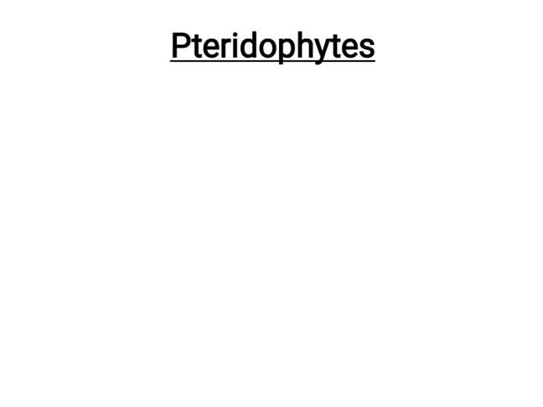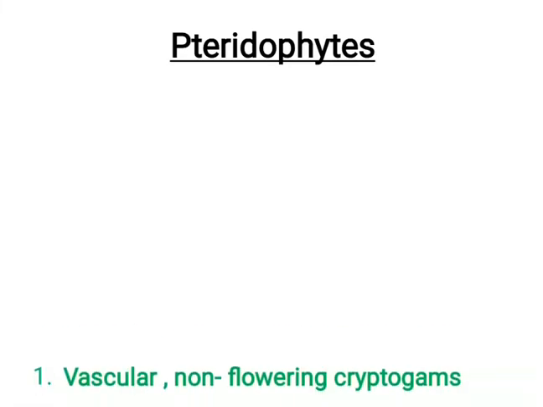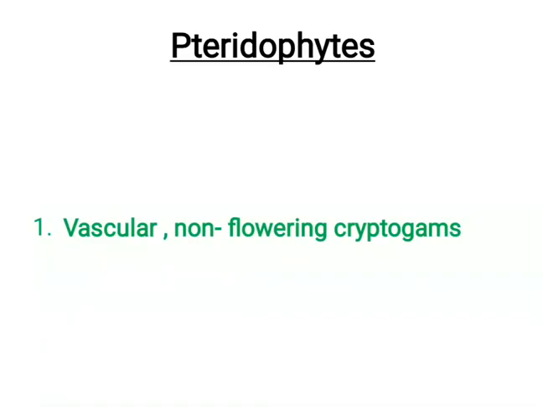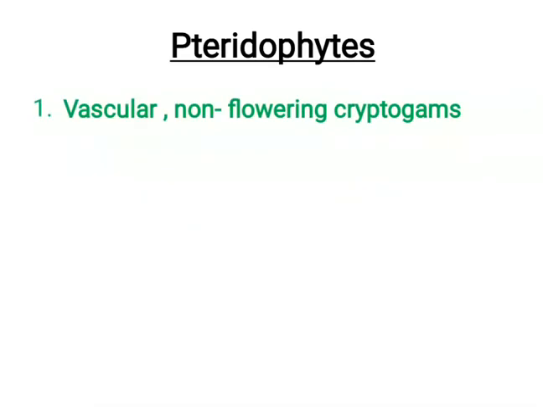We go next to the category called pteridophytes. These are the most advanced plants in cryptogams. Why are they advanced? Because of the following characteristics. They are vascular. What does that mean? They have got xylem and phloem, the conducting tissues. Yes, you will slowly see them advancing towards proper flowering plants.